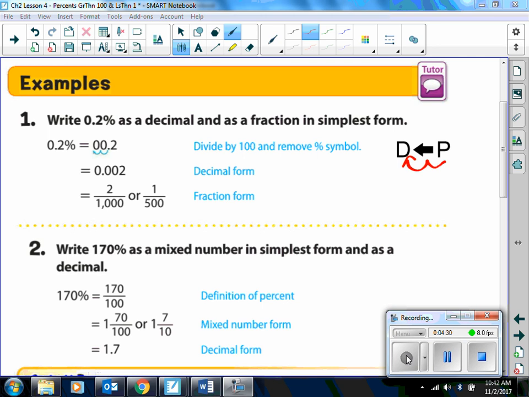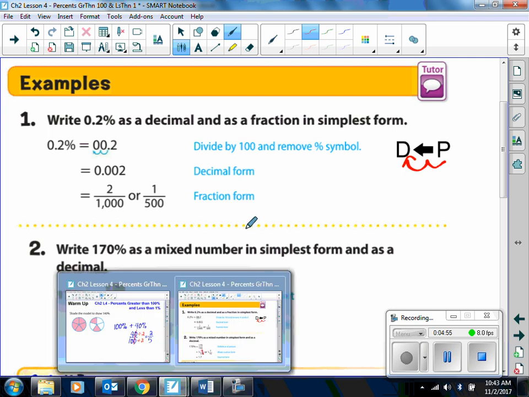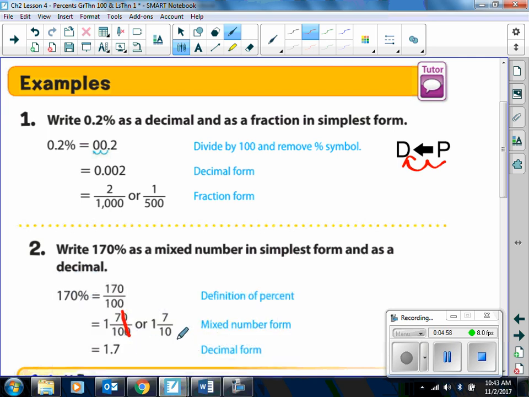And now we can change that improper fraction to a mixed number. So how many times does 100 go into 170? Once. With how many left over? 70. And the denominator stays the same. So we end up with 1 and 70 hundredths. And of course, we can simplify by dividing by 10. And we end up with 1 and 7/10. Now, 1 and 7/10, when we read that correctly, we can write it as a decimal, 1.7.